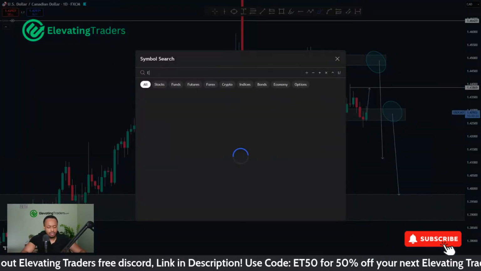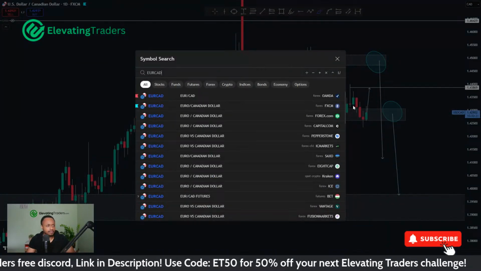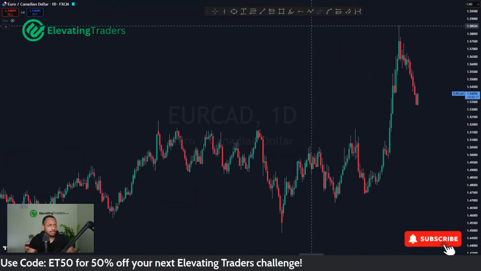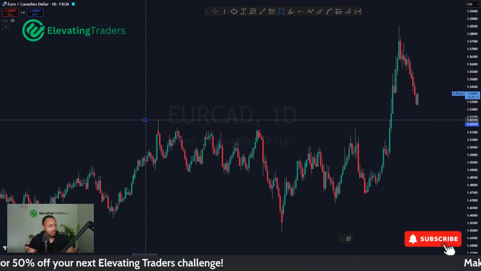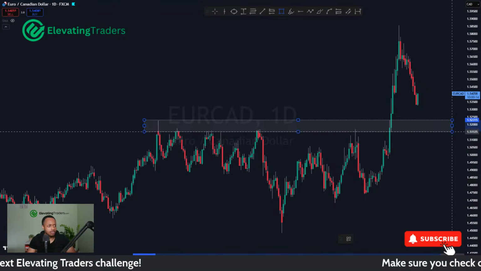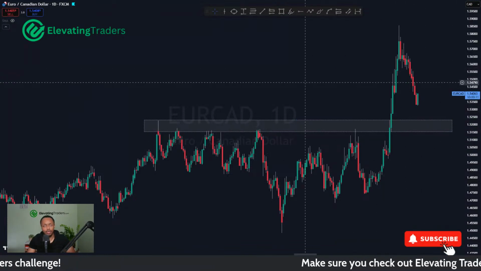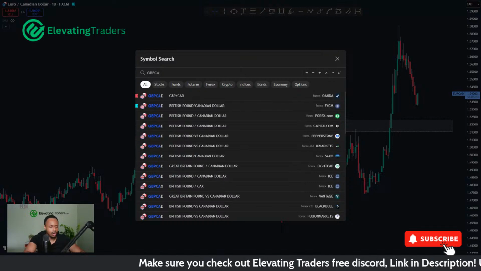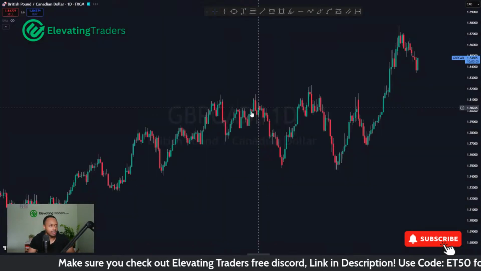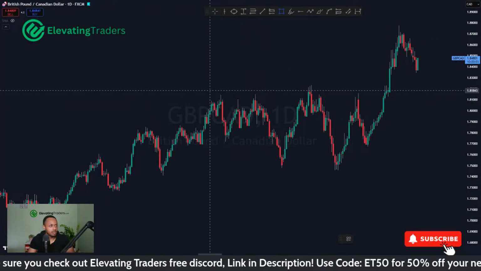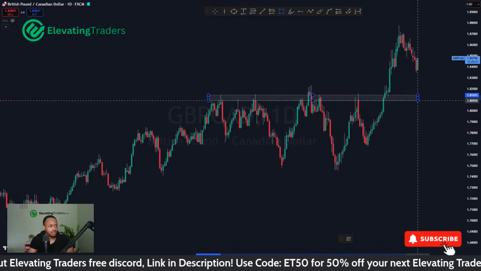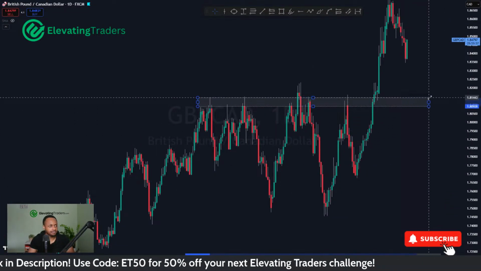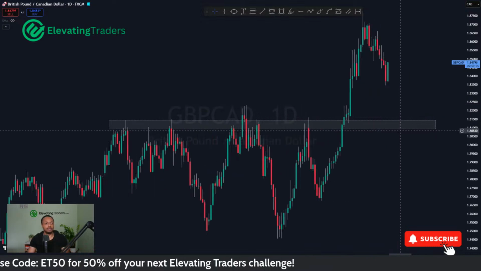EuroCAD, PoundCAD all had really big sells. So EuroCAD been melting to the downside. I still think we've got further to go. I'm looking at personally around this area, 1.52. PoundCAD as well. I do think we can see lower prices for that one as well. I'm looking at a push back into resistance here, which is at 1.815. I do think price can get there too.